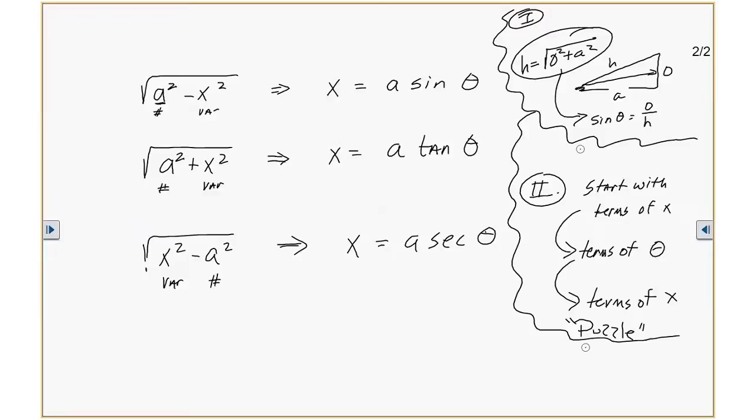All right, so in order to do trig substitution, you have to know these three things. This would be the square root of 3 squared minus x squared. This would be the square root of 3 squared plus x squared. And this would be the square root of x squared minus 3 squared. That's what I mean by the variable and the number.